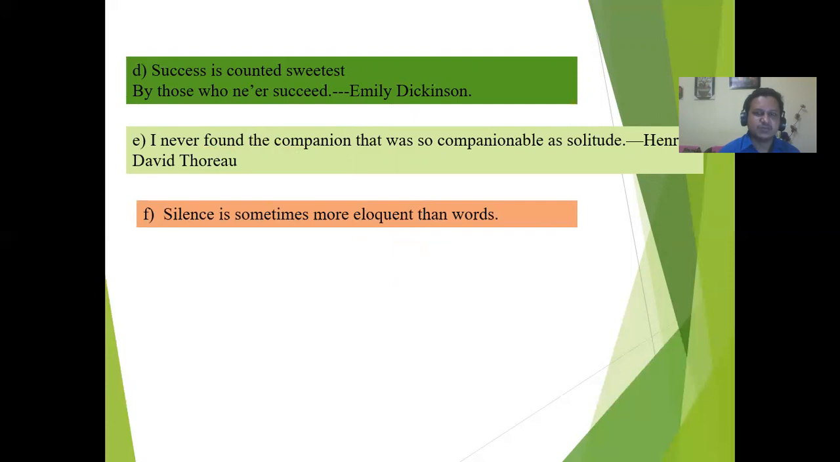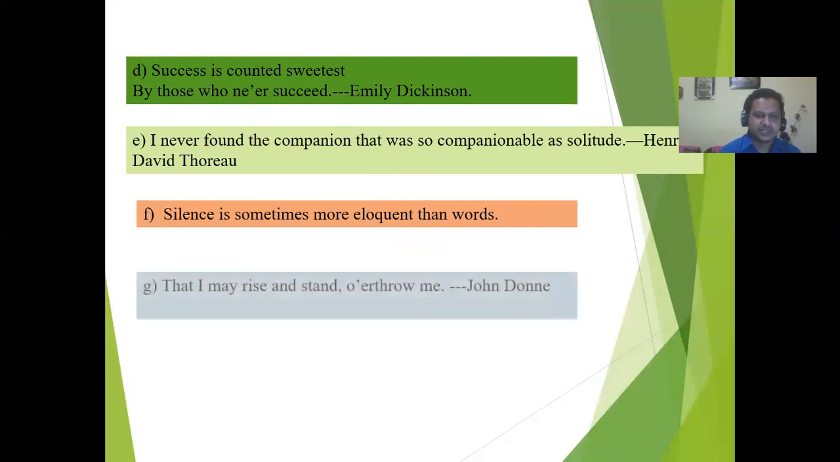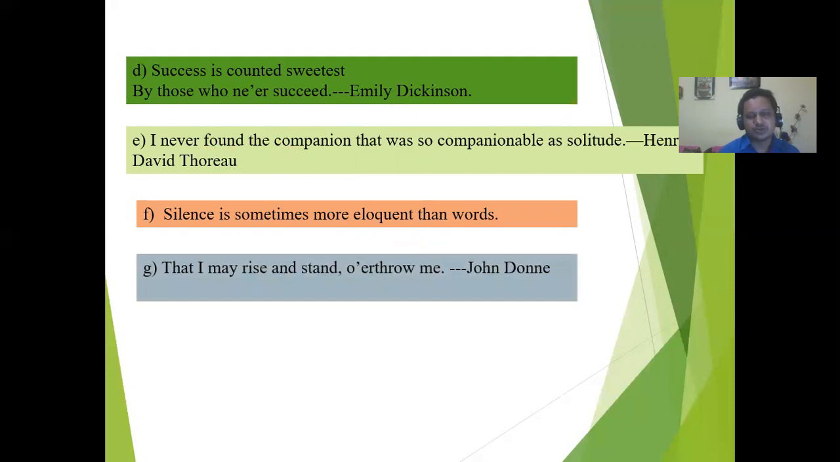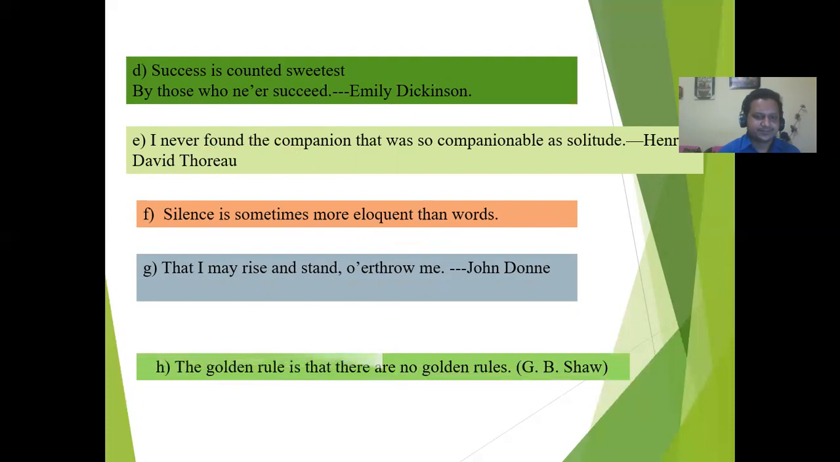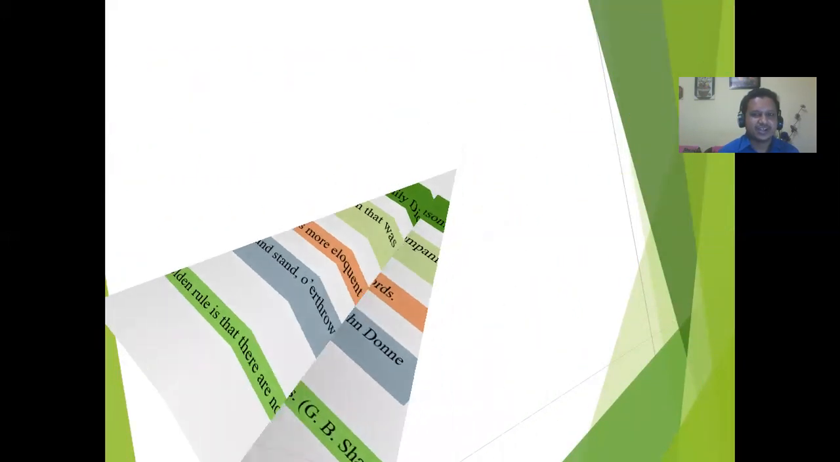"Silence is sometimes more eloquent than words." "That I may rise and stand, overthrow me," John Donne. "The golden rule is that there are no golden rules," Bernard Shaw. So all are examples of paradox.